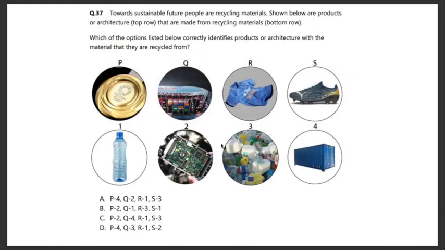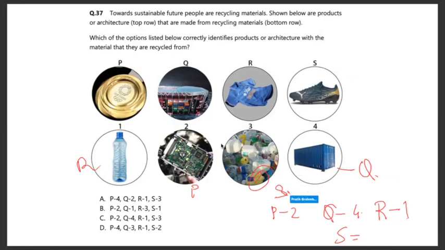In this case, P is recycled from circuits. So this is P, or let me write P2. Q is recycled from these containers. So Q is 4. R is recycled from plastic bottles. So this is R. And S is recycled from these containers, which is S. So S is 3. The option which represents P2, Q4, R1 and S3 is option C. And C is the correct answer.